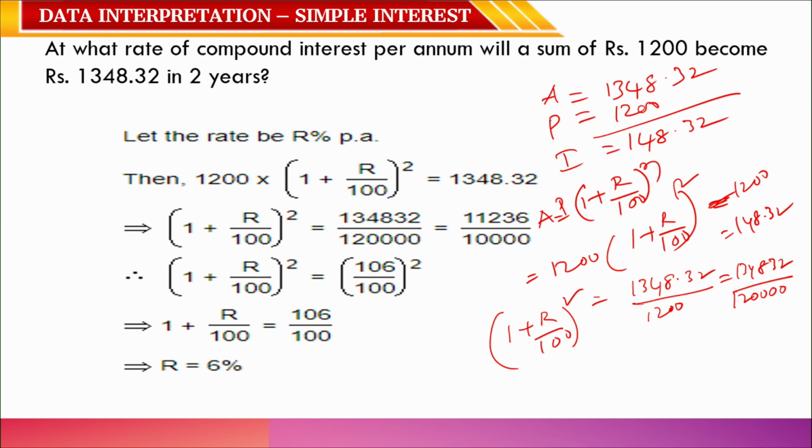Now simplify by dividing by 2, 8 or whatever it may be. Maybe you go for 12. So you divide with 12 and it becomes 10,000 in the denominator. When you divide, this becomes 11,236. So for 11,236 you have to find the square root.